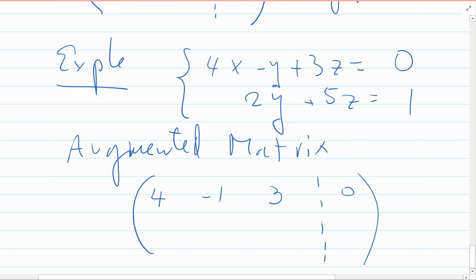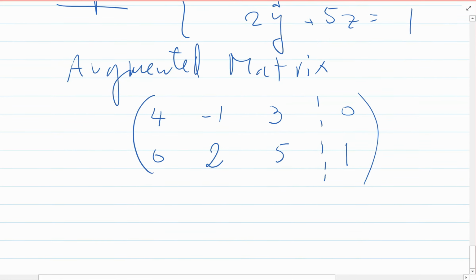Now what about the second equation? What is the coefficient of the first unknown, x? None, because we don't see it. That means you have 0 times x. What about the coefficient of the second unknown y in the second equation? Number 2. And the coefficient of the third unknown z in the second equation? Number 5. And the non-homogeneous term is 1.